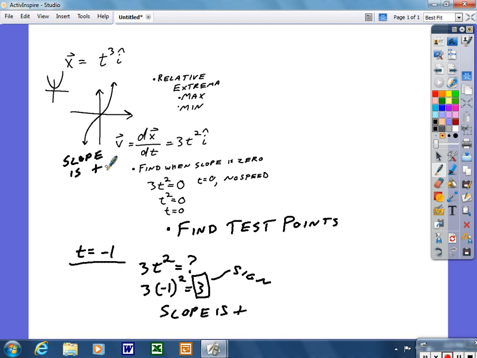Now, I need to test at a different point. Let's test one after 0 just to see what happens there. So, let's pick another test point. Instead of -1, I like making my life as easy as possible, so let's pick +1. 3t squared equals something. 3 times 1 squared, 1 squared is 1, 3 times 1 is 3. Once again, I'm not worried about the number, I'm worried about the sign. So anytime when t is positive, anytime greater than 0, that means that the slope is positive.